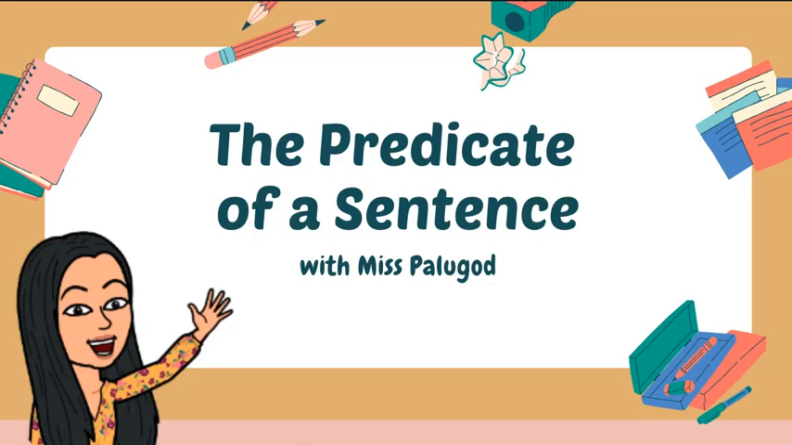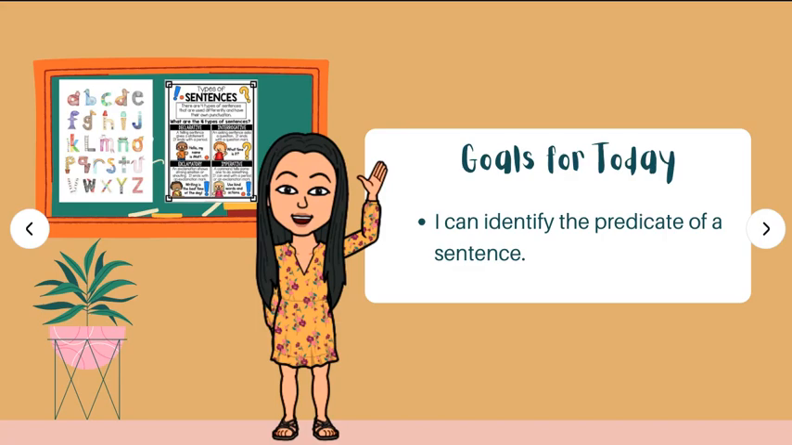We know that a sentence has two parts. In the last lesson, the first part of a sentence is called the subject. Today, we're going to learn about the second part of a sentence, which is called the predicate. In today's lesson, our goal is: I can identify the predicate of a sentence.